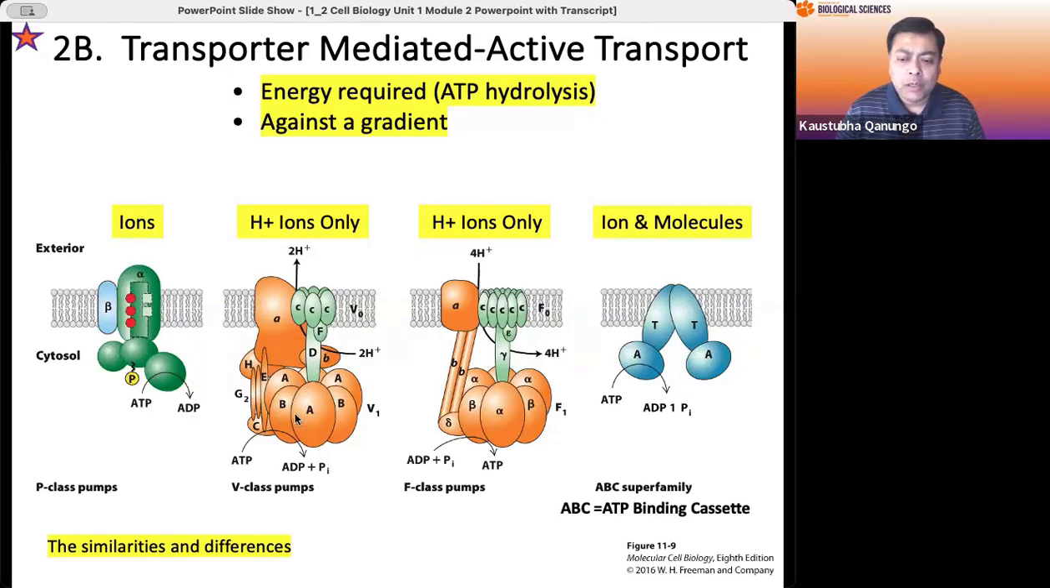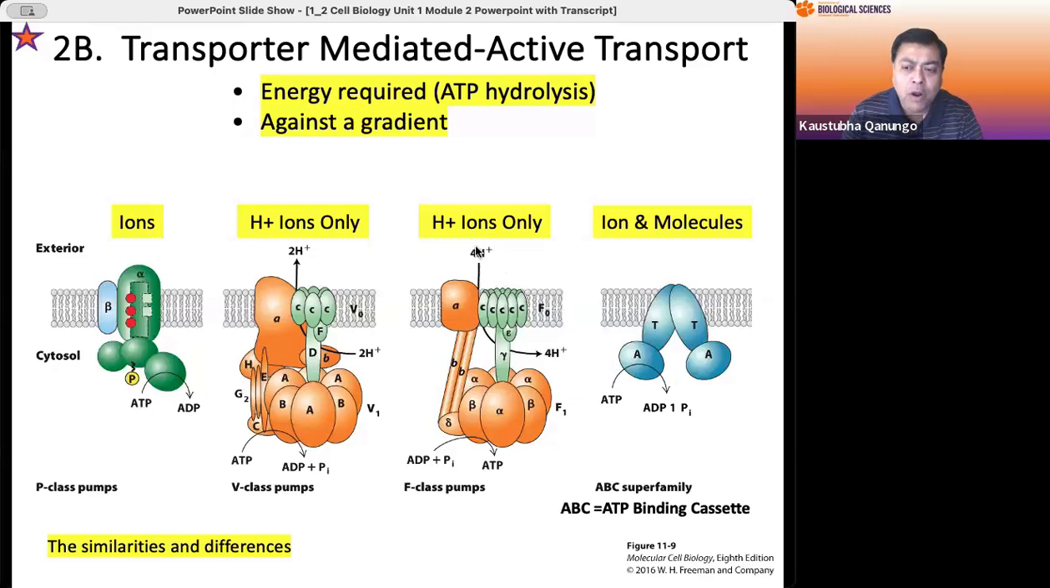On the other hand, we do not talk about the V or the F class pumps. So what are these? The V class pumps actually work in plant vacuoles for acidification. They add protons to the plant vacuoles to make them acidic. Whereas the F class pump is an F1 ATPase. It is not a pump, but an ATP synthesizing machinery.